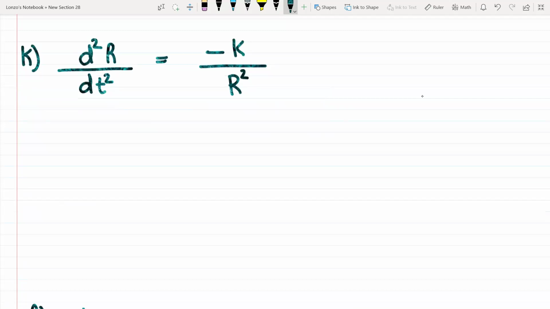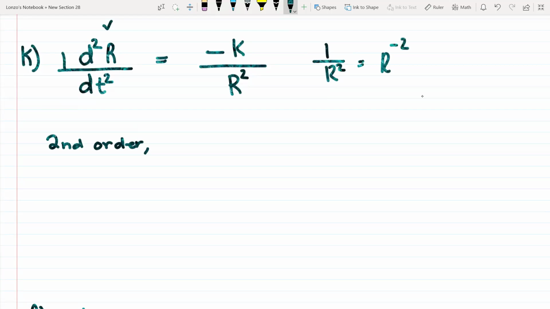Okay, what order would this be? We have d squared r over dt squared equals negative k over r squared. Second derivative is second order. And is this linear or nonlinear? So this one has a coefficient of 1, and that's fine. Negative k over r squared, k is a constant, that's fine. But 1 over r squared can be written as r to the negative 2, and this power has to be 1, so this does not make it linear. So this is nonlinear.